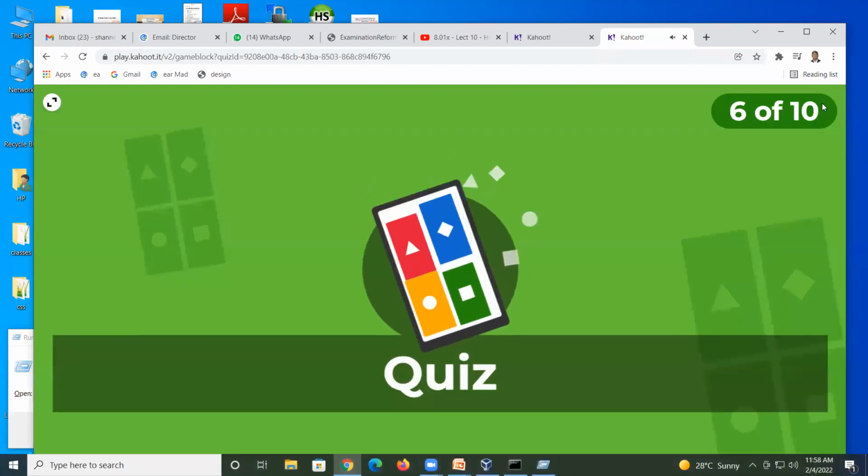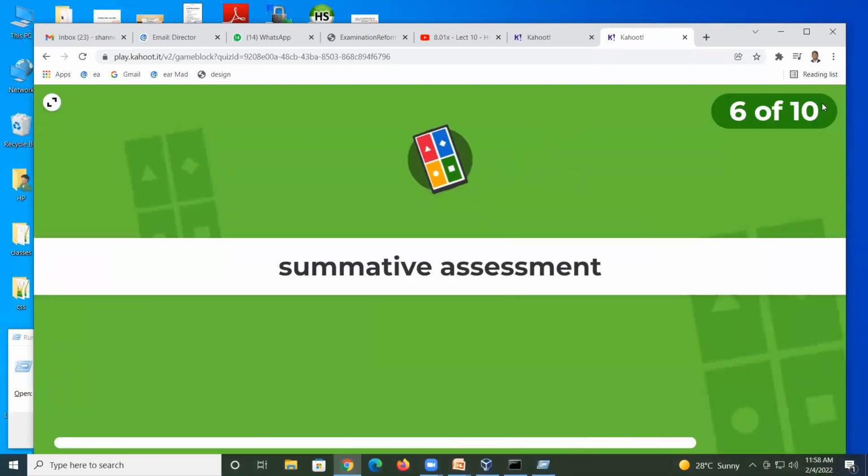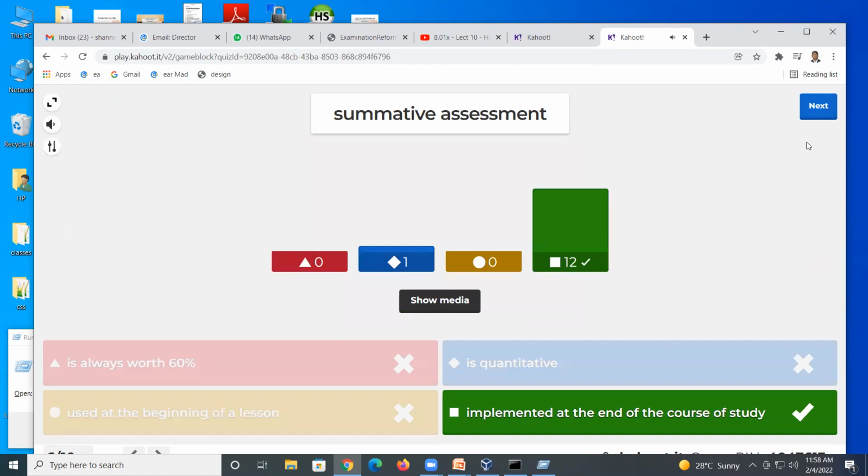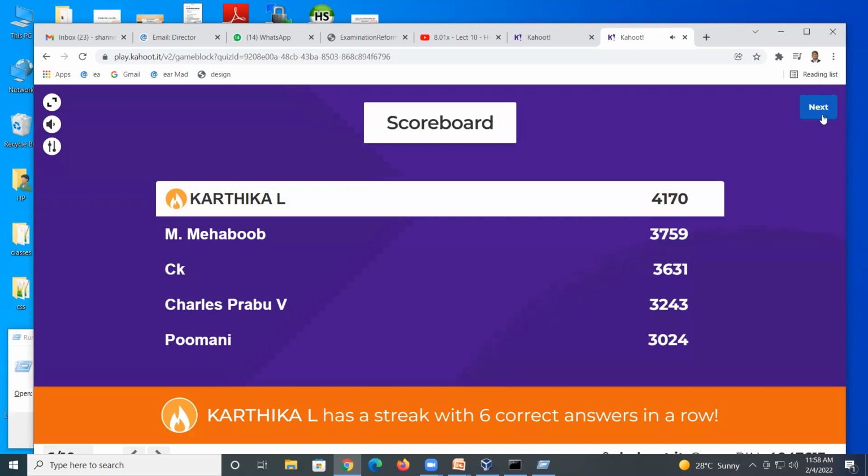Fine. The sixth question is summative assessment, that is, assessment of learning. This is quantitative, implemented at the end of the study, used at the beginning of the lesson, or always worth 60%. Wonderful, 13 answers. Everyone except one gave the correct answer: end of the study. Fine. Next question.